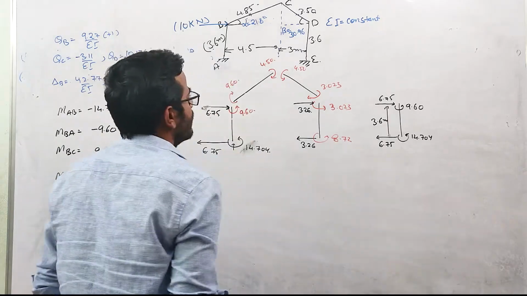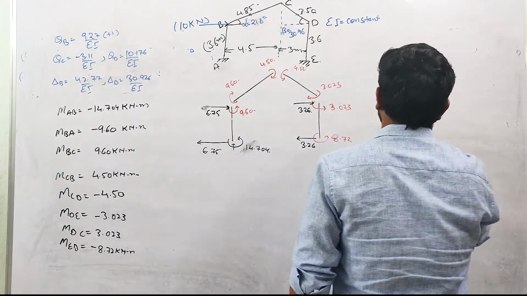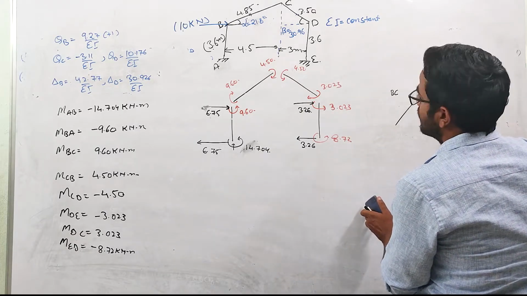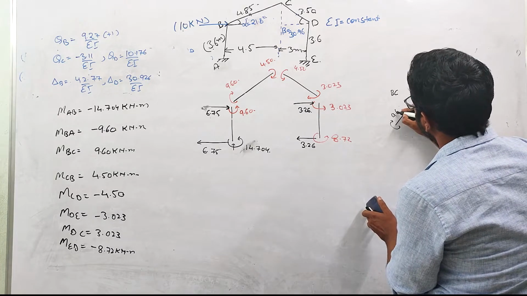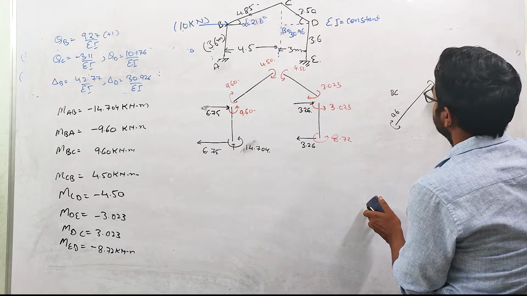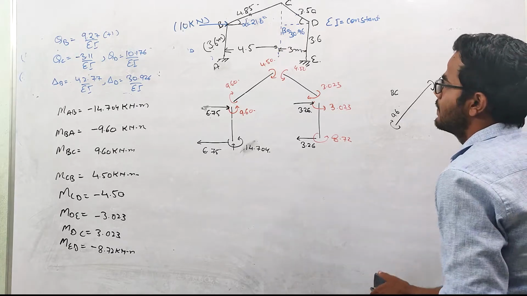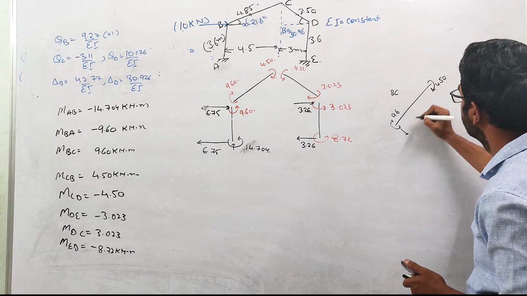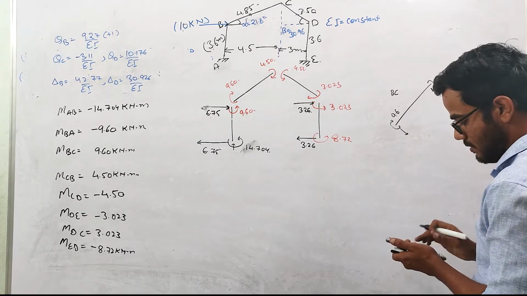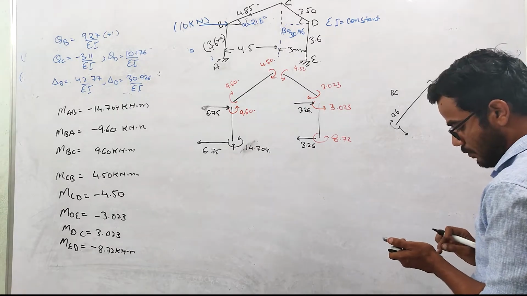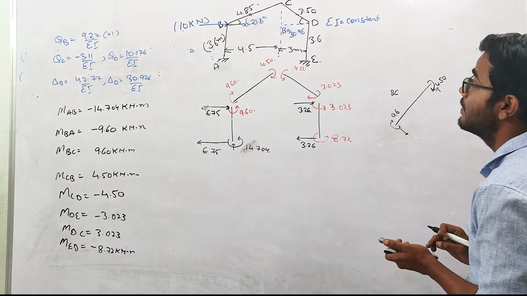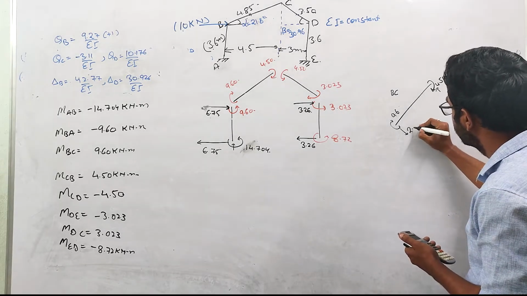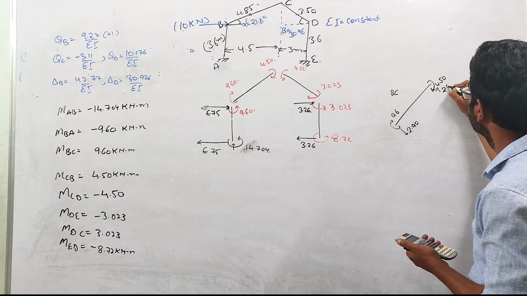This BC member. For BC, this is 9.6 kilonewton meter moment and this is 4.50. So the total moment will be in the clockwise direction. To balance this, we will have an anti-clockwise couple, so the forces will act like this. So 9.6 plus 4.50 divided by 4.85, so this value is 2.90, and this value is 2.90.